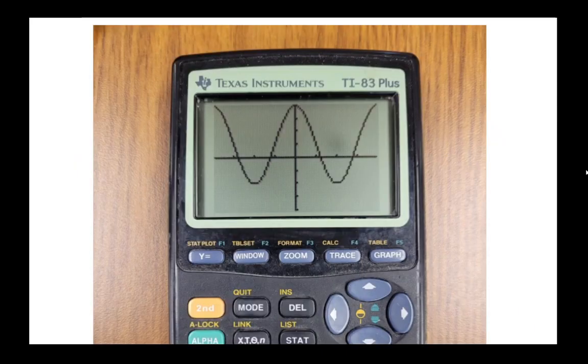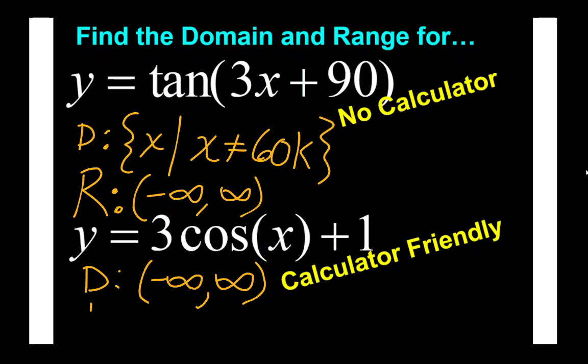Let's take a look at that cosine graph. You did graph it, right? Did you notice some things that were a little different about this graph? Well, when it comes to the range, all we really need to do is figure out how high and how low the graph goes. You can see that visually on here. It seems like it goes as high as 4 and as low as negative 2. So pretty much that's your range, between negative 2 and 4.